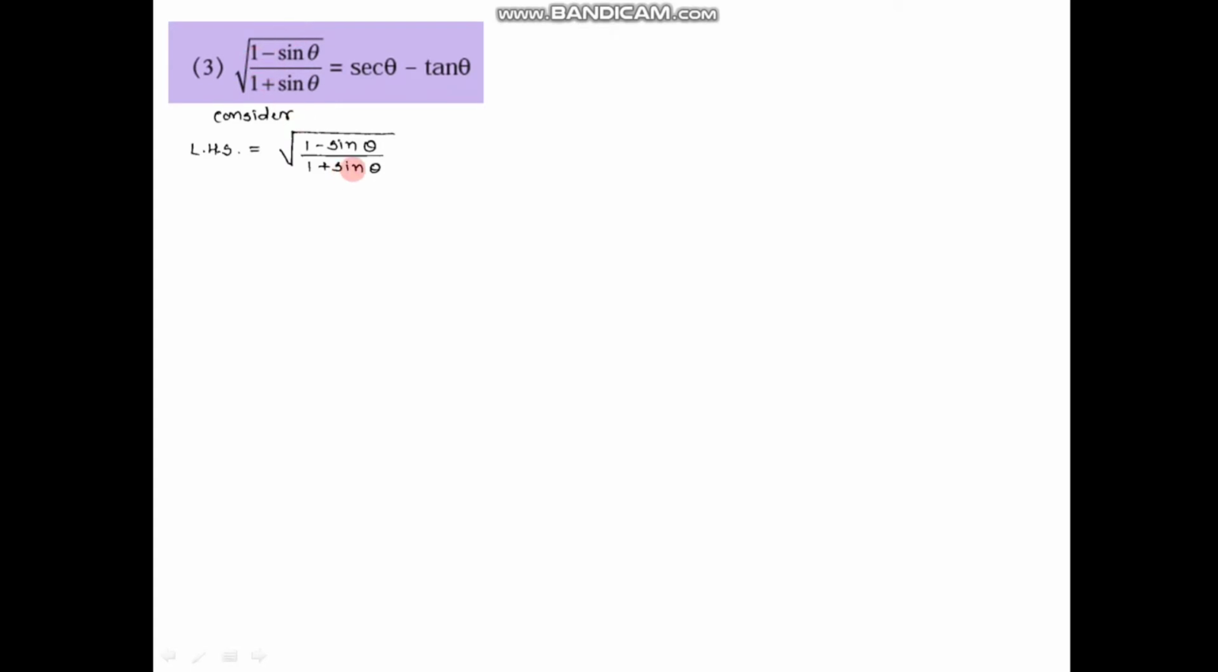So for that we have to rationalize the denominator. And to rationalize the denominator, we have to multiply the denominator by its conjugate. And we know that 1 plus sin theta, its conjugate is 1 minus sin theta. So we'll take the first term 1 minus sin theta divided by 1 plus sin theta as it is. Now we have to multiply both the numerators and denominators by the conjugate of the denominator. And the conjugate of denominator is 1 minus sin theta.